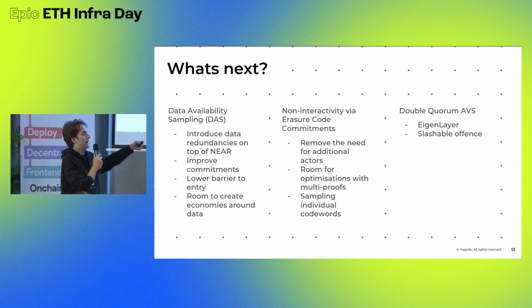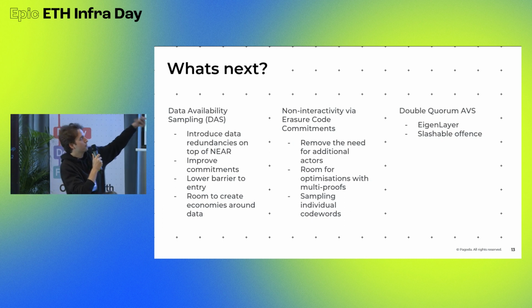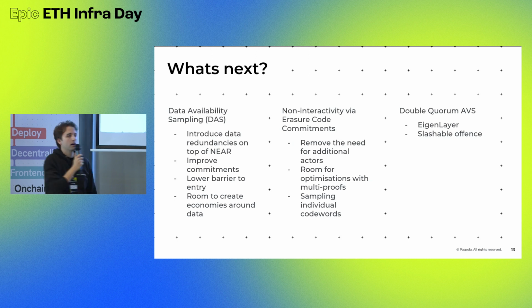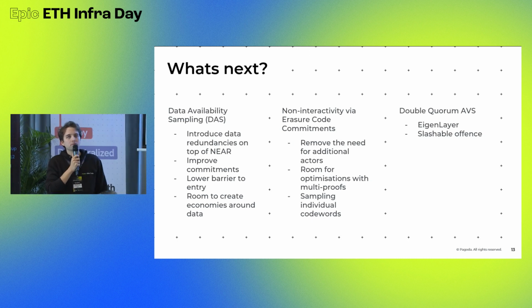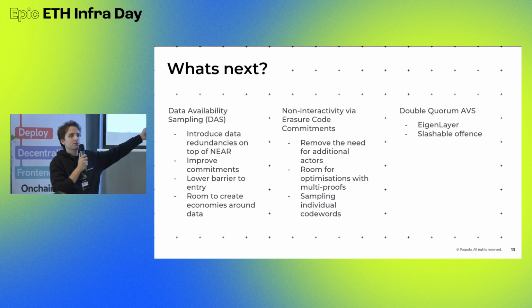If you want to combine the security of Ethereum with NEAR validators, we're looking into how we can include EigenLayer and make data availability obstruction, I guess, a slashable offense.